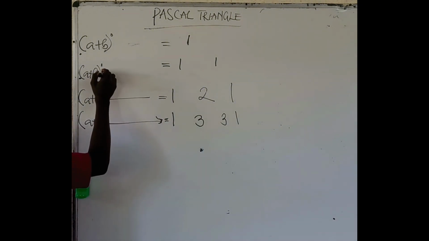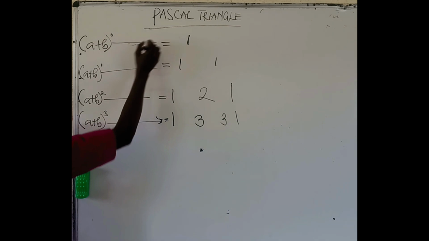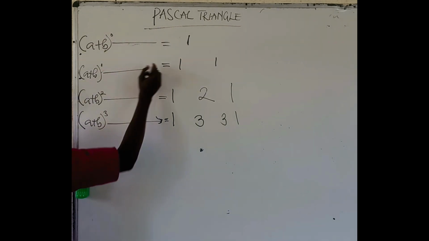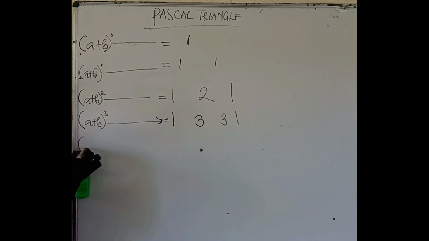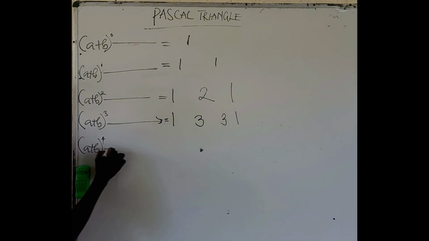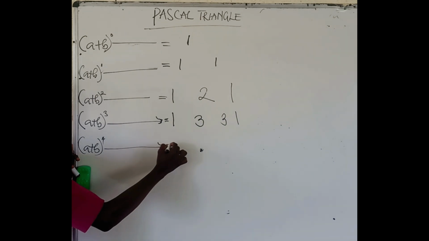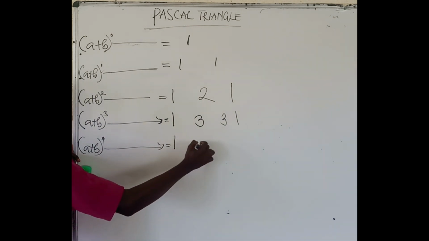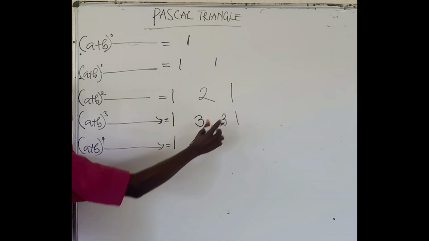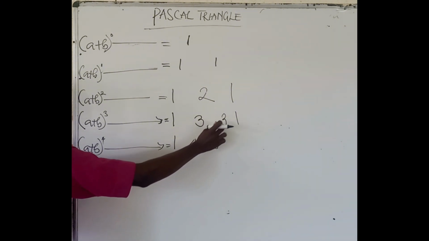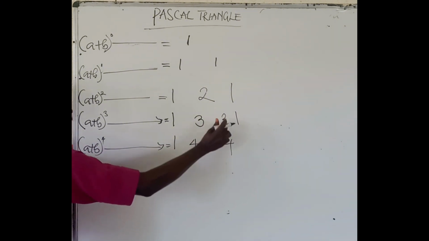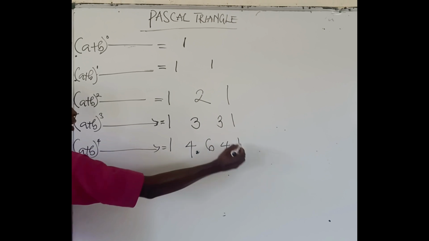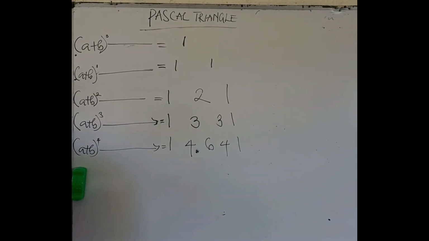So, when you have a plus b raised to the power 4, that is going to be 1, 3 plus 1, 4, 3 plus 3, 6, 3 plus 1, 4, 4 and 1. I believe you get the logic.